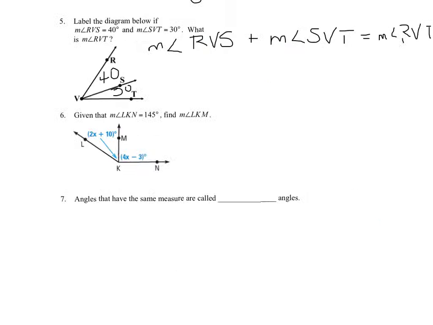Okay, number 5. Okay, so this problem says label the diagram below if the measure of angle RVS is 40 and SVT is 30. What is the measure of RVT? So this basically is using that thing we're calling the angle addition postulate. And that basically says that if you have 2 smaller angles that are put together to make a larger angle, then you can actually add them together and set it equal to the larger piece. And that's what we've actually written here. This is an example of angle addition postulate.